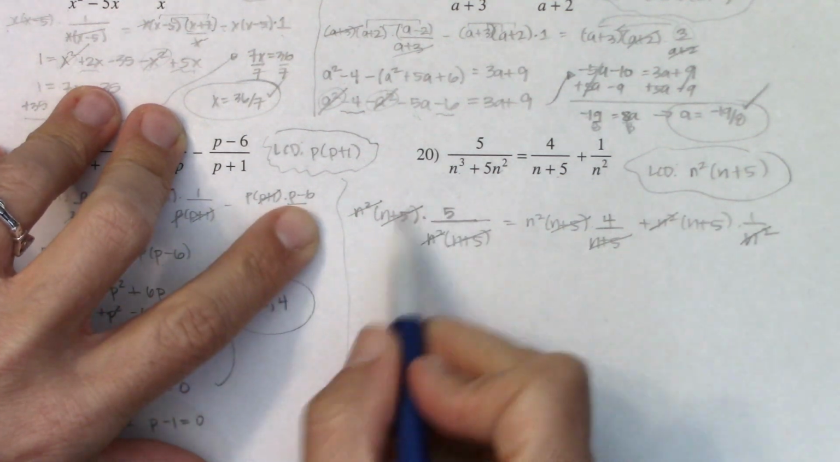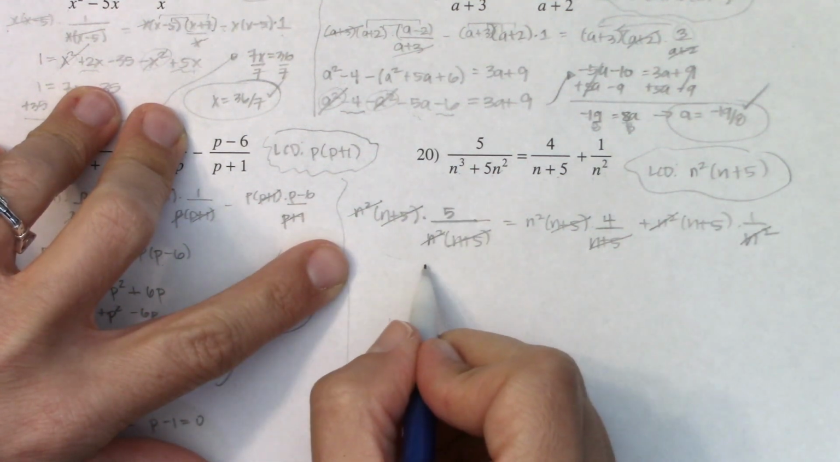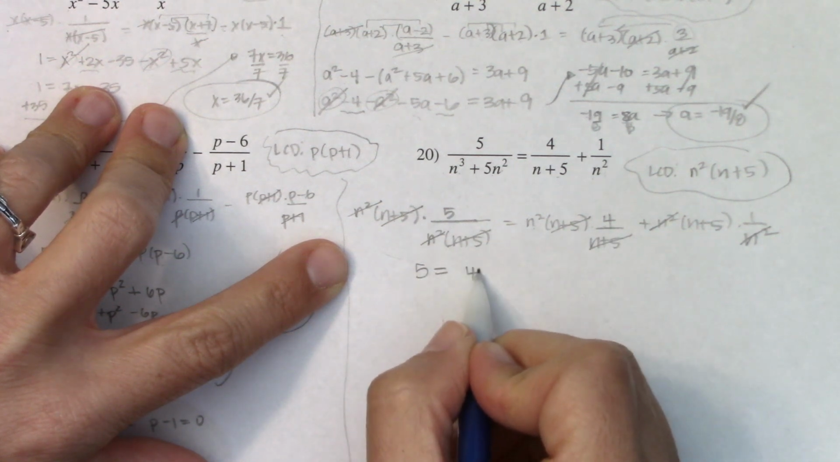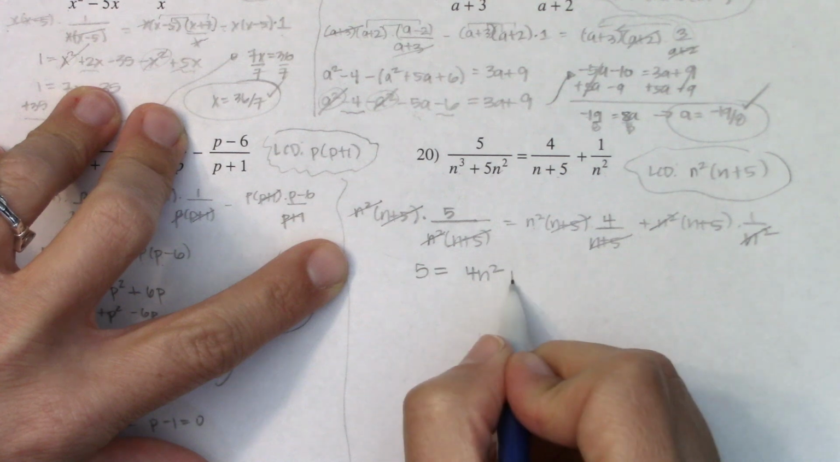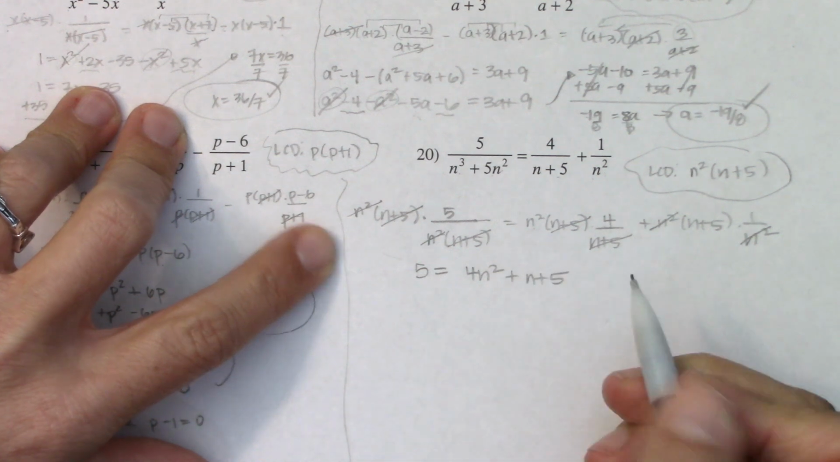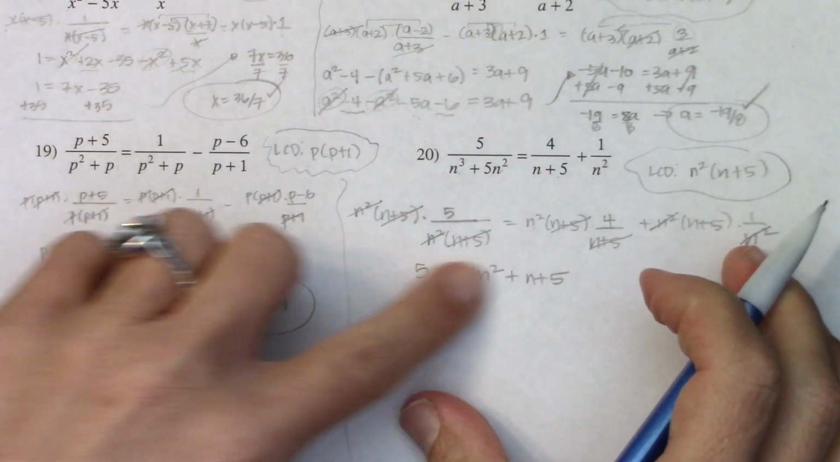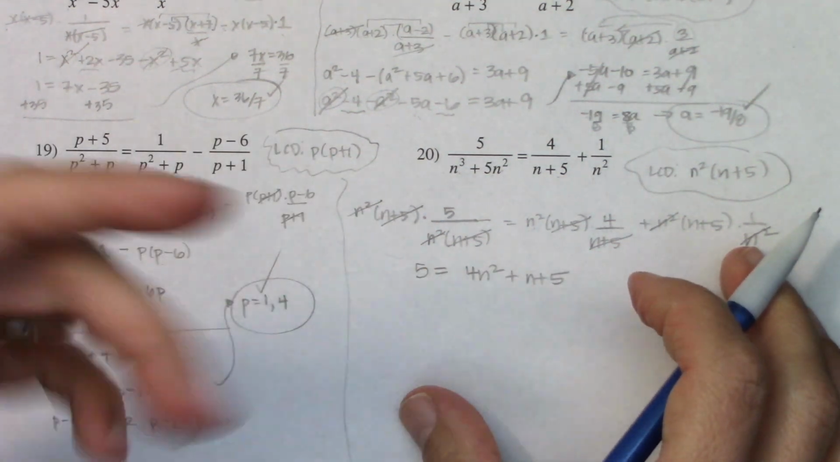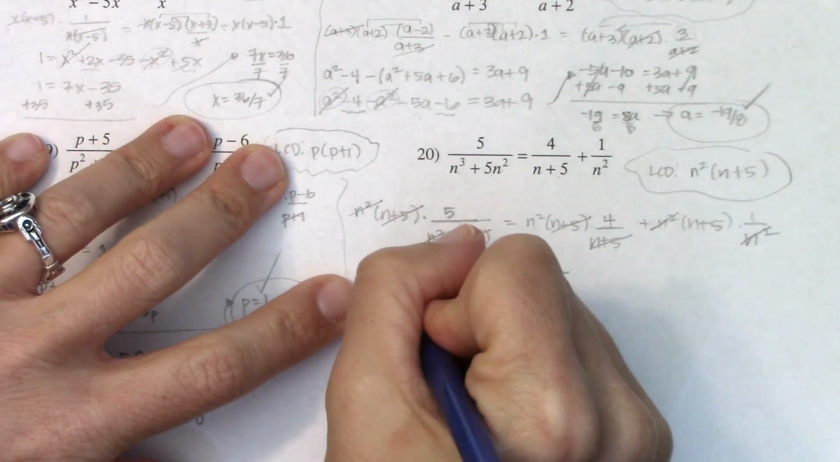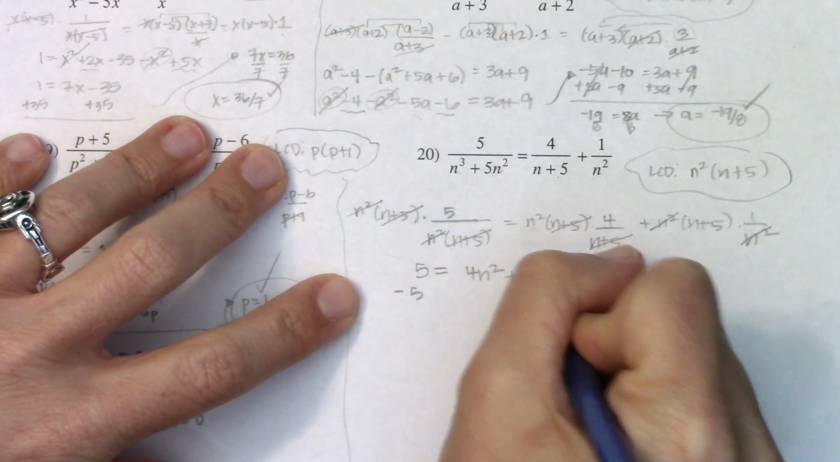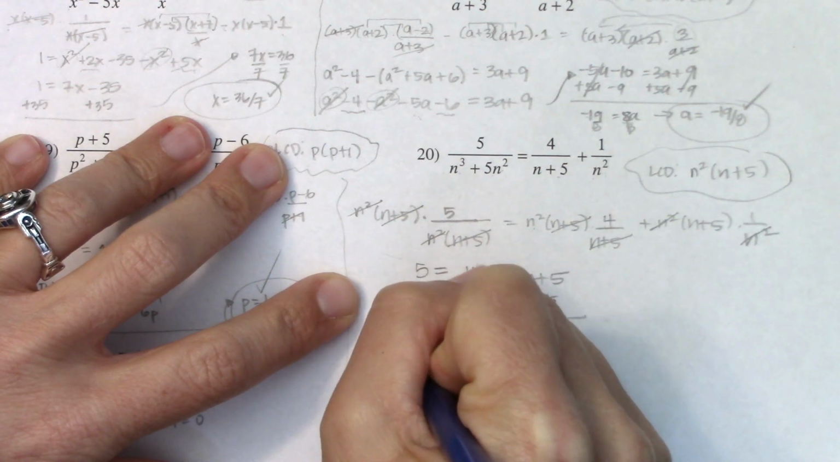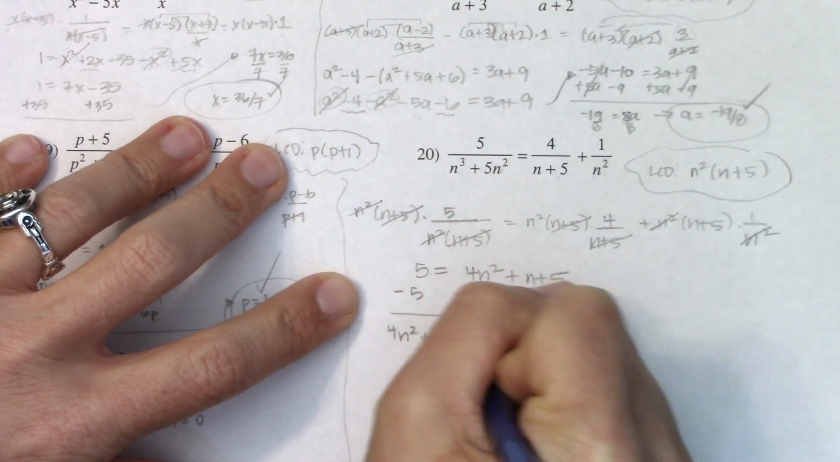Let's see what we have left. The only thing on the left side itself is 5. This is going to be 4n squared, and this is going to be plus n plus 5. So I've got a little bit of a quadratic equation here. If I want to factor or use the quadratic formula, I want to set it to 0. Let me move the 5 over. I'm just going to write this on the left side, so I have 4n squared plus n equaling 0.